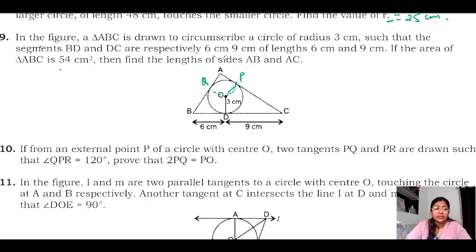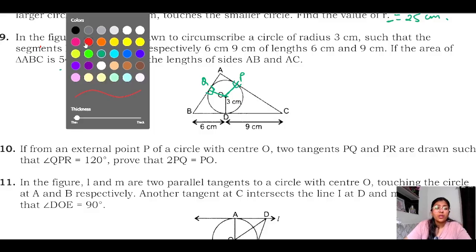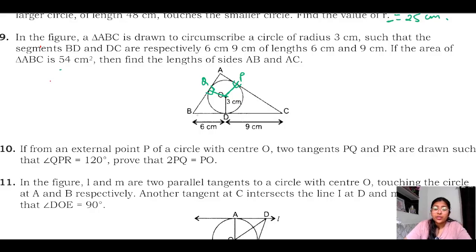Any doubt in this, learners? No. We know that radius and tangent are perpendicular to each other. So this angle is 90 degrees and this angle is also 90 degrees. Now we are joining the center to the vertices. This is clear. Can you see the three triangles? Yes. We are using the triangle concept.